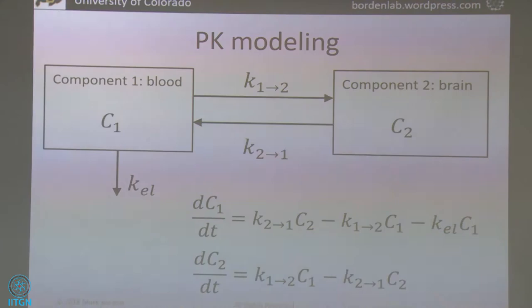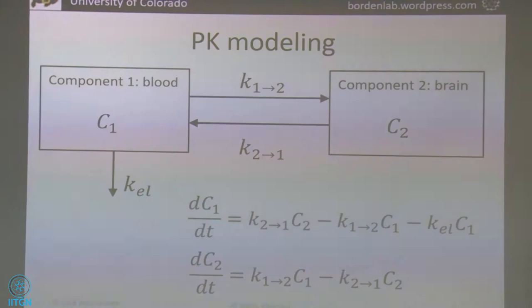You can imagine that you can do a mass balance, and you have these ordinary differential equations that are coupled. So you have the concentration of drug in component one, and that's this equation. The accumulation is what comes in minus what comes out. What comes in is what comes in from component two, and what comes out goes to component two and to elimination. Same with component two. What accumulates in component two is what comes in through component one, minus what comes out through component two. This is a simple pharmacokinetic model.